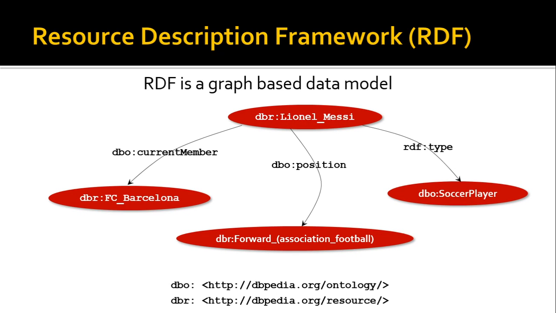We have seen this earlier. To give an example, we are describing Lionel Messi, and Lionel Messi is the current member of FC Barcelona, and Lionel Messi plays in the forward position, and he is of type soccer player, right? This is something that we have extracted from DBpedia, and you can see that these relations along with the values for an entity form a graph, right?